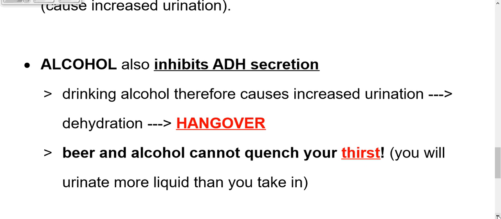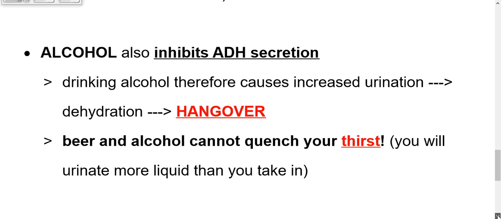Increased urination can cause dehydration, and dehydration is the primary cause of a hangover. So it's important to note that beer and alcohol cannot quench your thirst. You'll urinate more liquid than you'll take in.